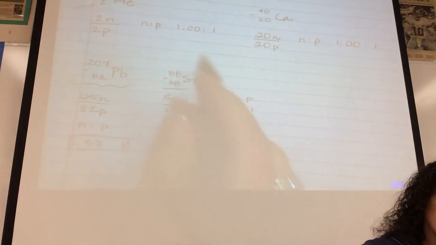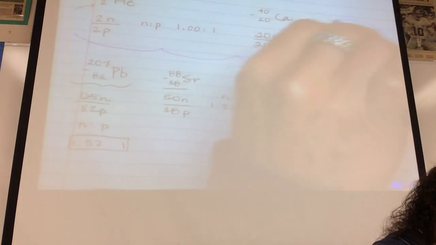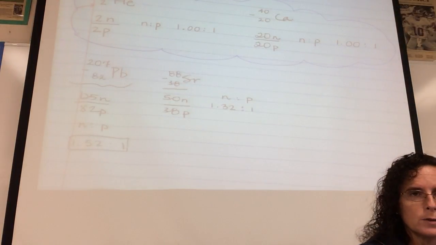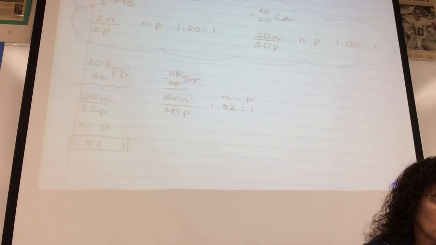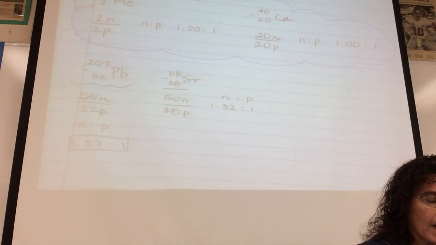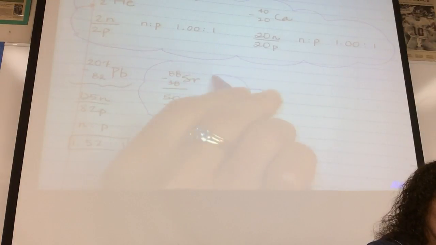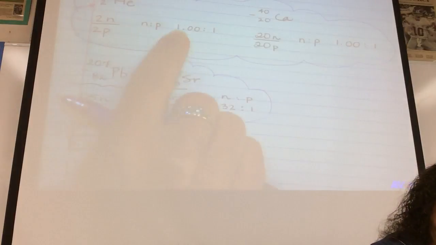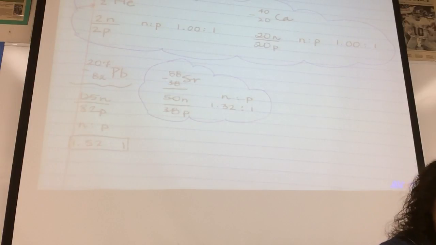So again, elements that have atomic numbers of 20 or less typically have a 1 to 1 ratio of neutrons to protons, great stability. As long as you're within 1.00 to 1 and 1.5 to 1, you're still going to be stable. But when you become greater than 1.5 to 1 or less than 1 to 1, that's where you've got instability, and that's what we're going to address.